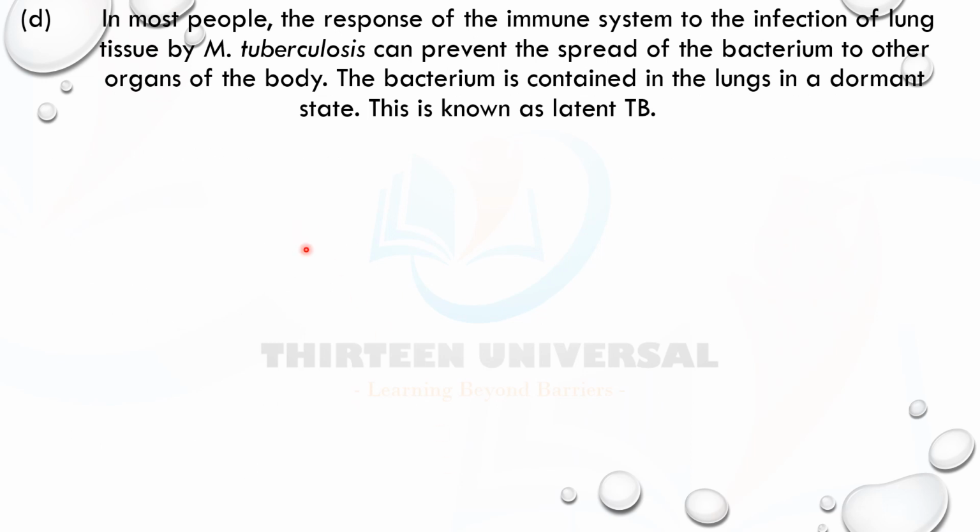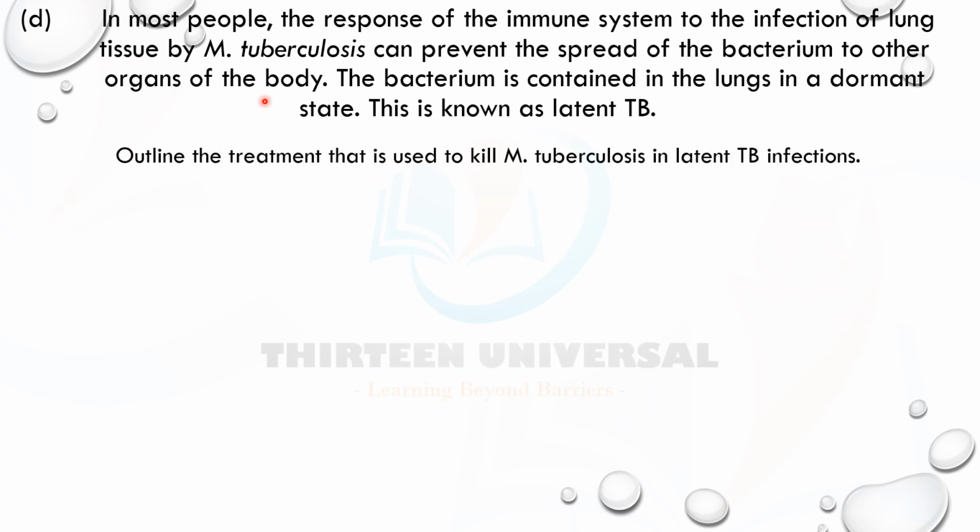In most people, the response of the immune system to infection of lung tissue by Mycobacterium tuberculosis can prevent the spread of the bacterium to other organs of the body. The bacterium is contained in the lungs in a dormant state. This is known as latent. It is usually in a dormant state because it grows slowly. Outline the treatment that is used to kill M.